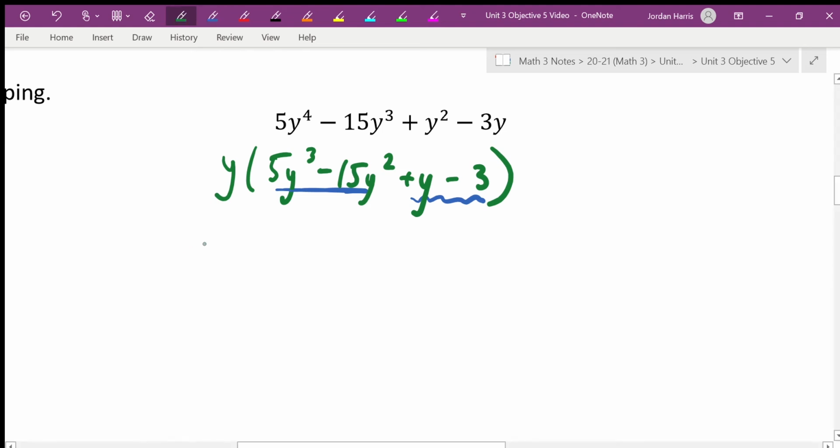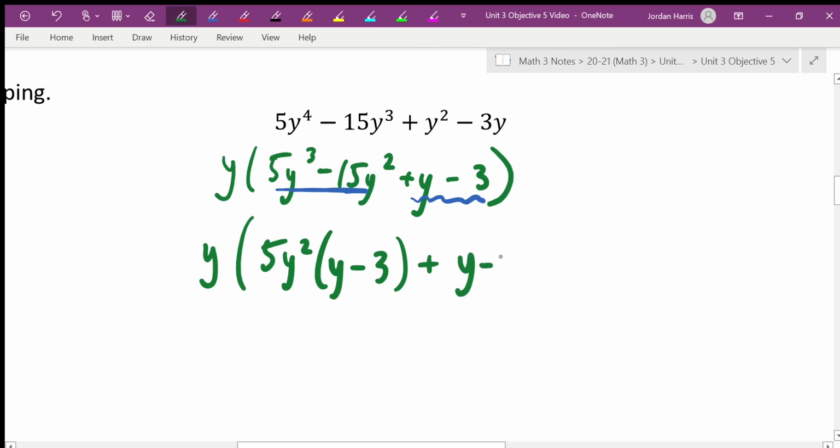Okay. So the y stays in front. So I end up with this group. I have a 5y squared in common, so I'm left with y minus 3. This thing doesn't look like it has anything in common.